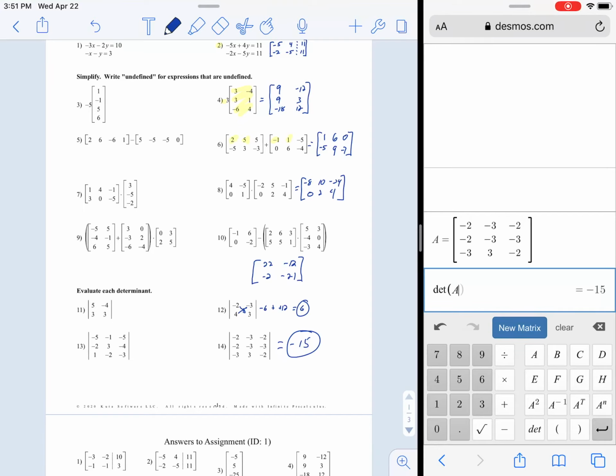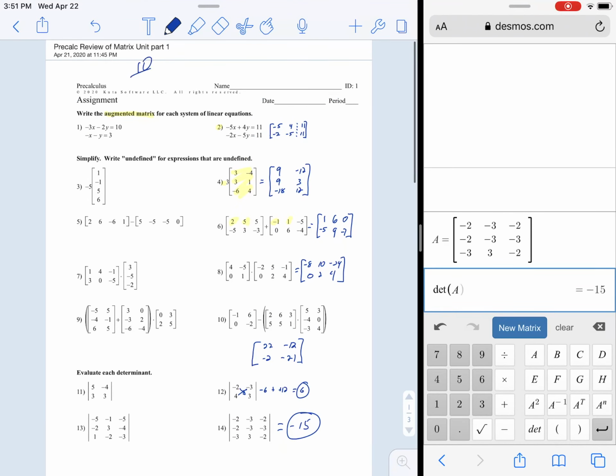Each one is worth 10 points. So when you grade this one, be sure and put a 10 out of 10 or a 9 out of 10 on it or whatever, and then submit it.